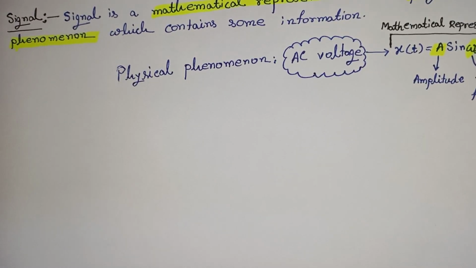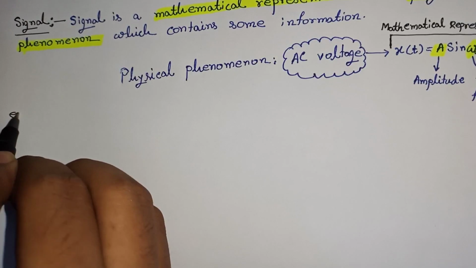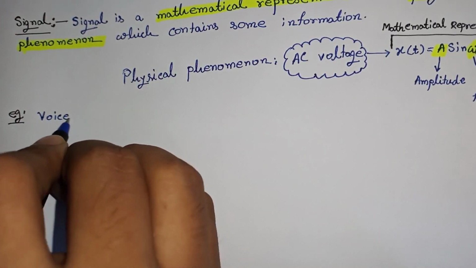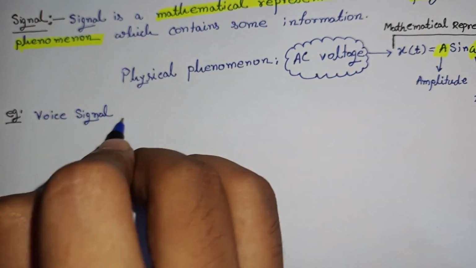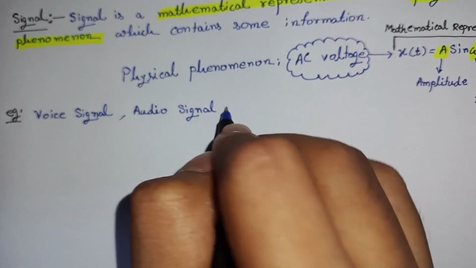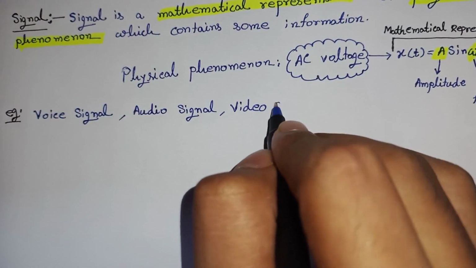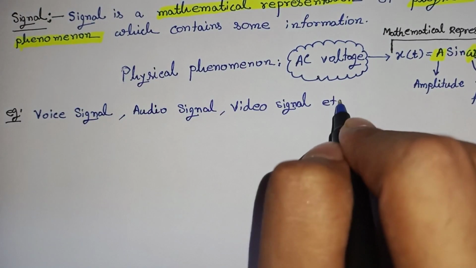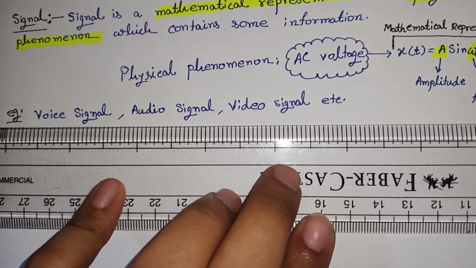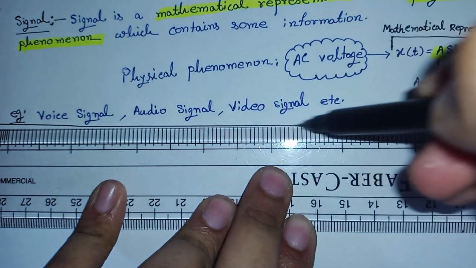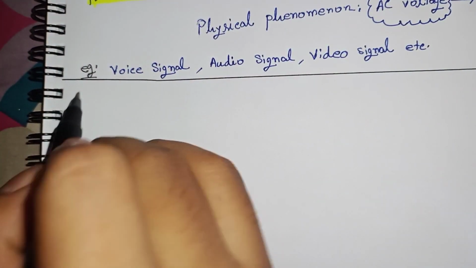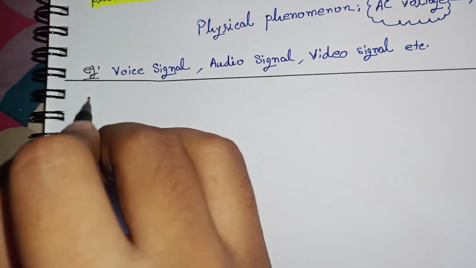So what are some examples of signals? Like noise signal, audio signal, video signal, etc. Now, as we know what is signal, now see what is function.